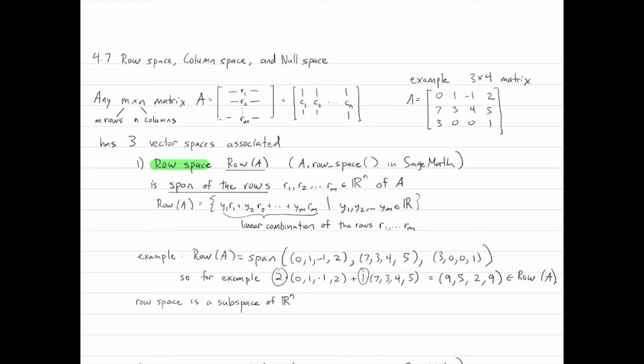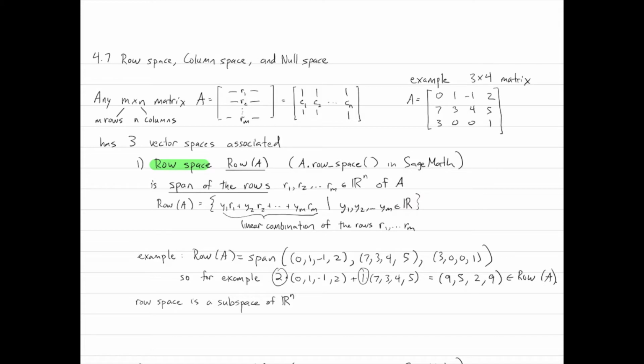Okay. Now, the row space, what is that? Well, it's denoted row of A. Sometimes I'll not capitalize the R. And it's a vector space. And in SageMath, here's the command to get it once you've defined a matrix A. It's simply the span of the rows of the matrix. So here are the rows, and we take the span of them.